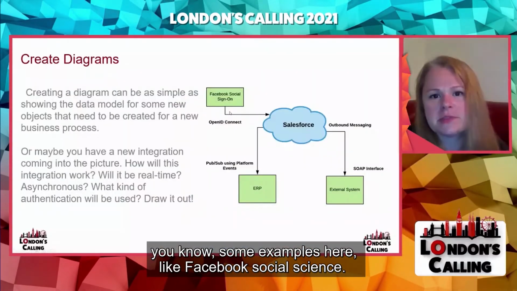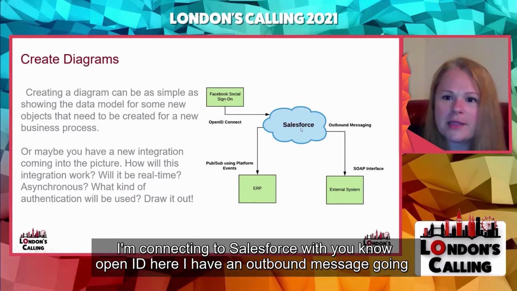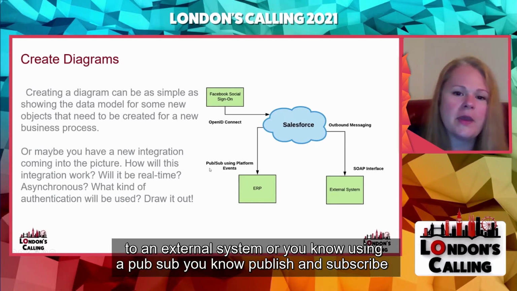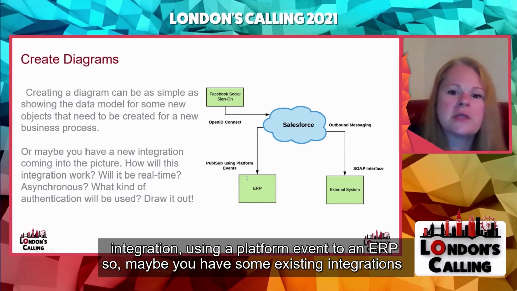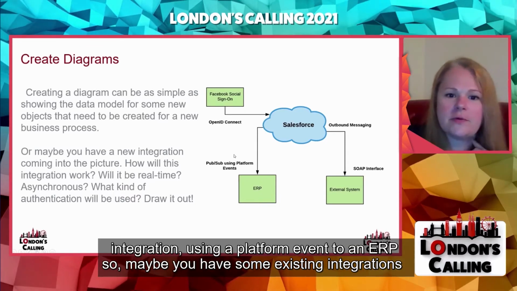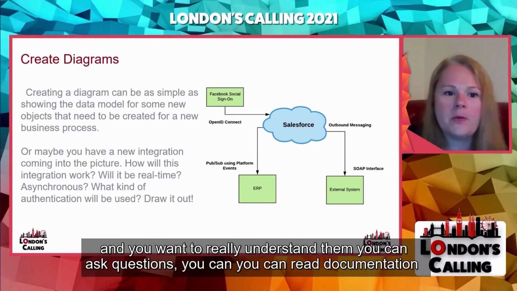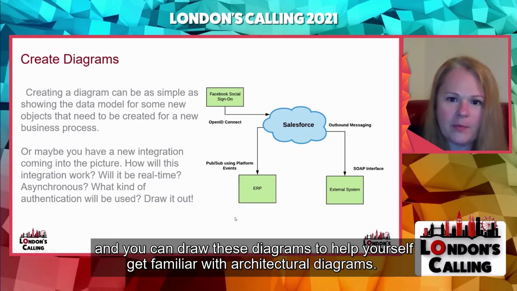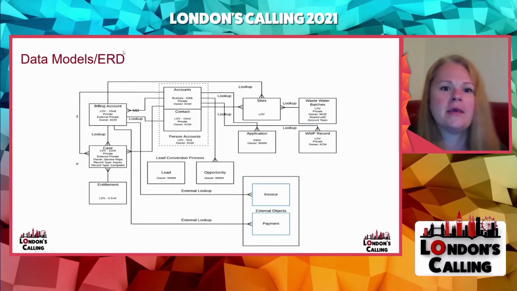So I gave some examples here, like Facebook social sign-on. Oh, I'm connecting to Salesforce with OpenID. Here I have an outbound message going to an external system, or, using a pub sub, publish and subscribe integration, using a platform event to an ERP. So maybe you have some existing integrations and you want to really understand them. You can ask questions, and you can read documentation, and you can draw these diagrams to help yourself get familiar with the architectural diagrams.